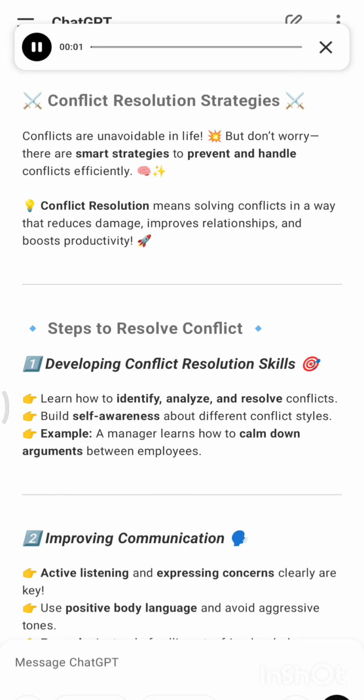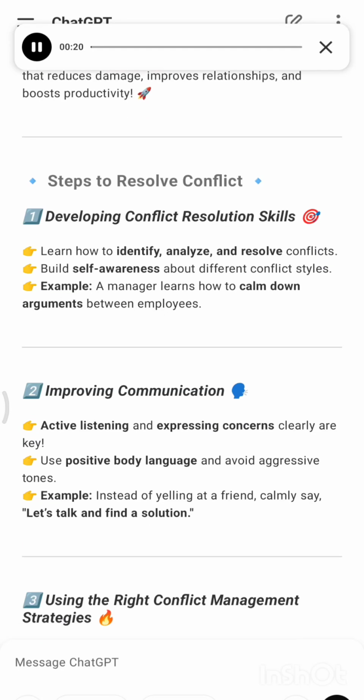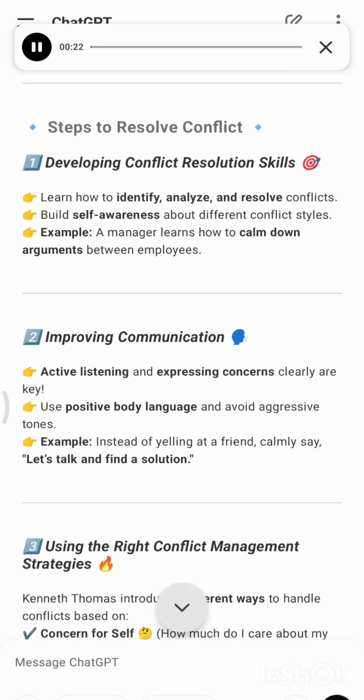Conflict resolution strategies. Conflicts are unavoidable in life, but don't worry, there are smart strategies to prevent and handle conflicts efficiently. Conflict resolution means solving conflicts in a way that reduces damage, improves relationships, and boosts productivity. Steps to resolve conflict. 1.